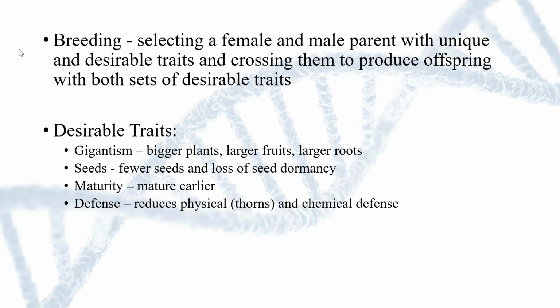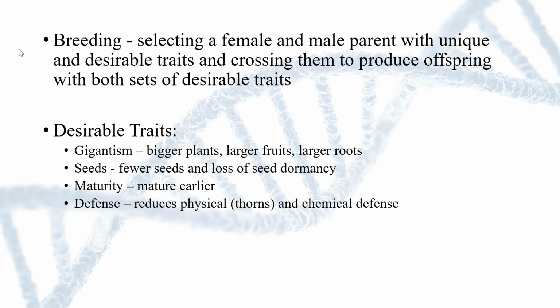But breeding is simply selecting a female and male parent with unique and desirable traits and crossing them to produce offspring with both sets of desirable traits, right? So we have plant parents that have particular traits that we want. We want to pass those traits on, so we breed them together. And the idea is that the progeny or their offspring will also have those traits. And we just do this over time and over time and over time. And ideally, if you're doing it correctly, you will have these traits either increase or become fixed in that population.